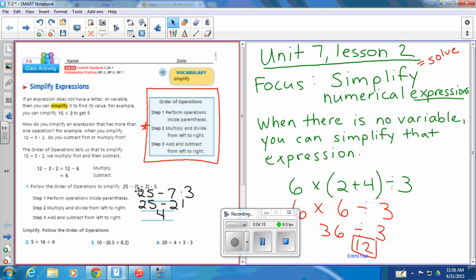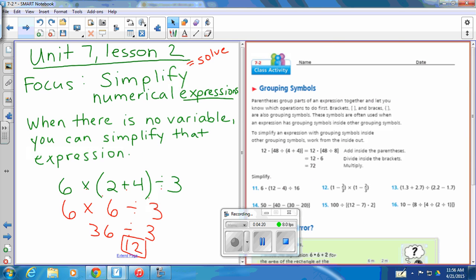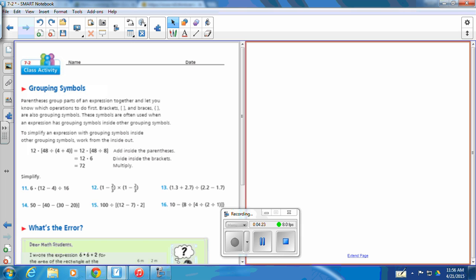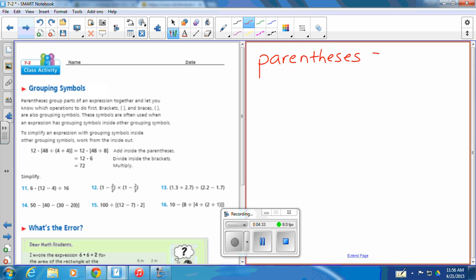Okay. I want to go ahead and go on to the next page real quick because I want to introduce some new symbols to you on how we can group. We have already learned parentheses. We've talked about parentheses. We know that we need to do them first. We know what they look like. But there are also some other grouping symbols that I want you to be aware of. So if you look at this page, you'll see a couple things on there that are different. We'll see brackets.